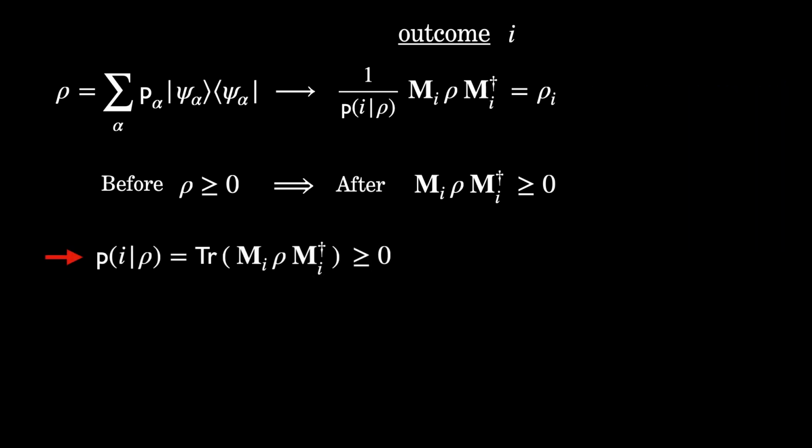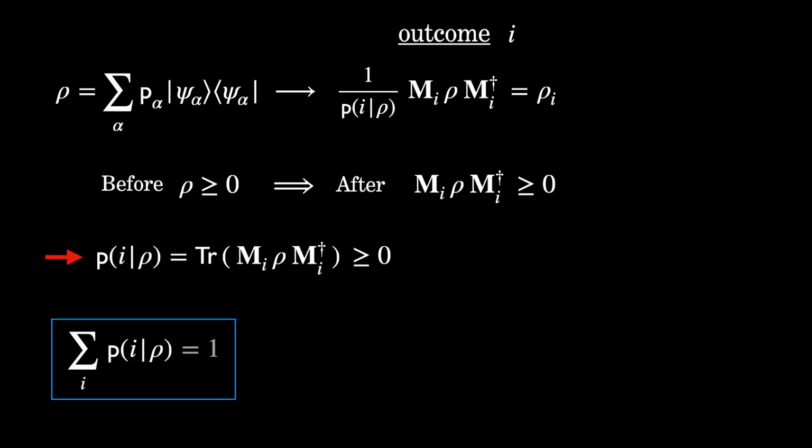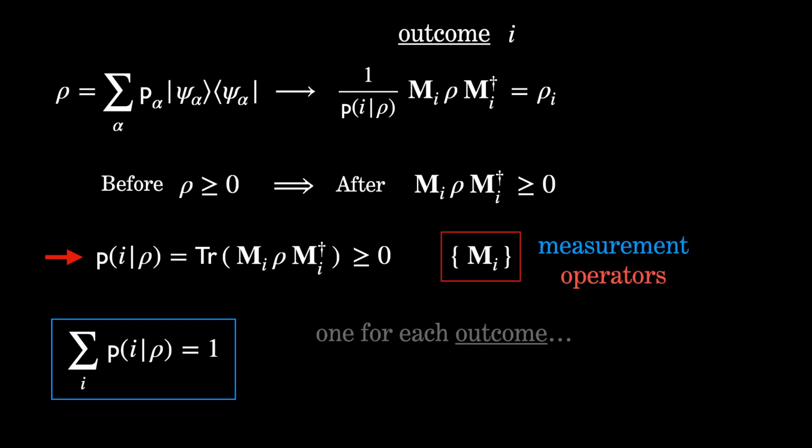However, there is one constraint we must impose. The sum of the probabilities over all outcomes must be equal to 1. This in turn will put a constraint on the operators Mi. These operators have a name. They are known as measurement operators. There's a set of them, one for each possible measurement outcome. Let's see how the condition in the blue box constrains these operators.